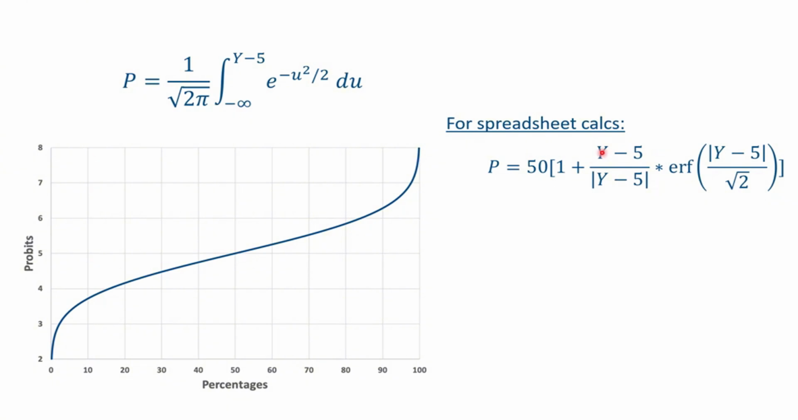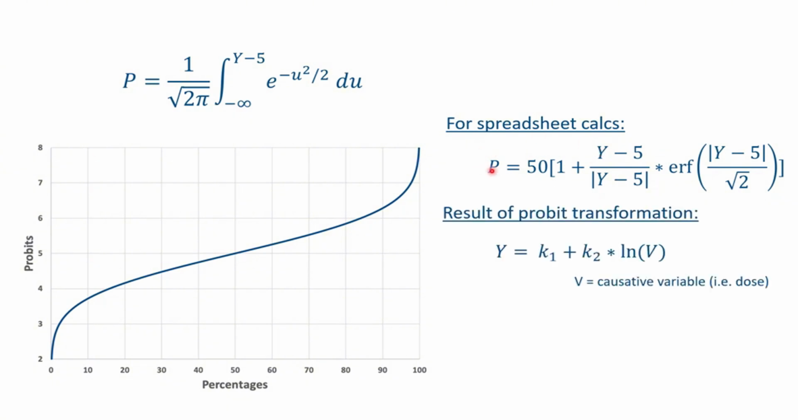Here Y is probit and P is percentage. When we fit a line, we have Y, the probits, on the Y-axis, and the natural log of dose on the X-axis. Usually dose is the causative variable, but whatever our causative variable is, we can fit a line and quantify that relationship using the slope of the line, which in this case is K2, and the intercept of the line, which is K1. So let's walk through a real example and see how all of this works.